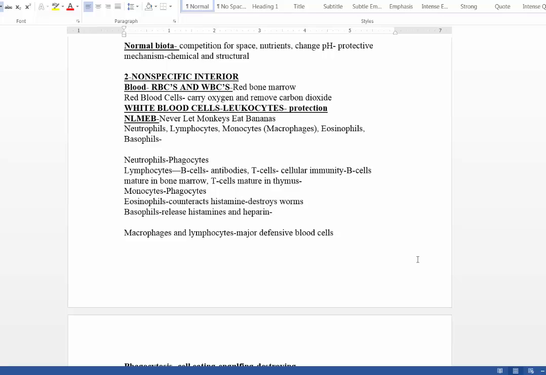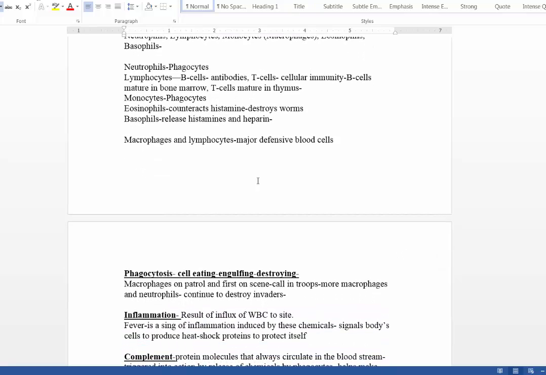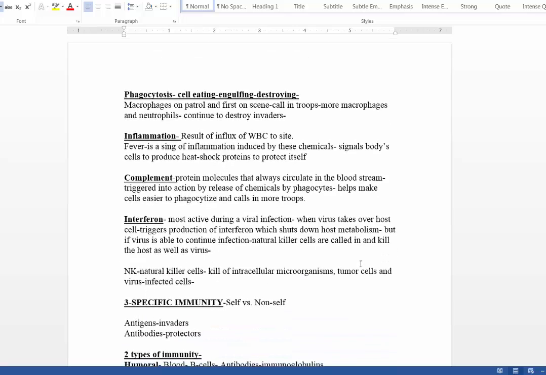Now, I learned a mnemonic when I was sitting in your chair from my teacher, and it was "never let monkeys eat bananas." What that means is you go from most prominent in your blood to least prominent in your blood. You have got the most neutrophils but the least amount of basophils. So in order of prevalence in the blood, it goes neutrophils, lymphocytes, monocytes, which mature into macrophages, eosinophils, and basophils. And I have listed the different things they do in this presentation as well.